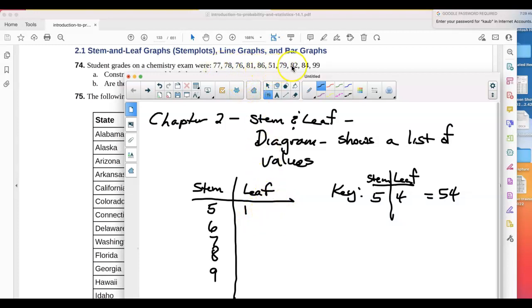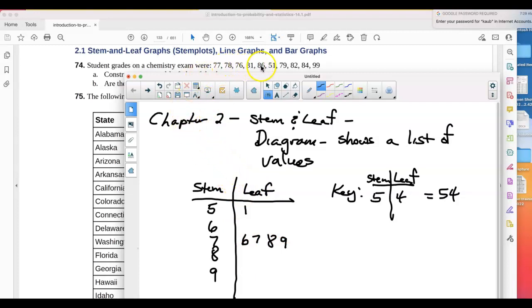The next one is 6. We don't have any 6s. We go to 7s, and then we have a 77, 78, 76, and a 79. So I'm going to list them in order. 76 is first, and then 77, 78, and 79. So there are four 70s, and there would be four leaves. There happen to be all different. If you had two 78s, you would write two 8s in a row here. I'm putting them in numerical order here. You don't put commas. You just leave a little space in between.